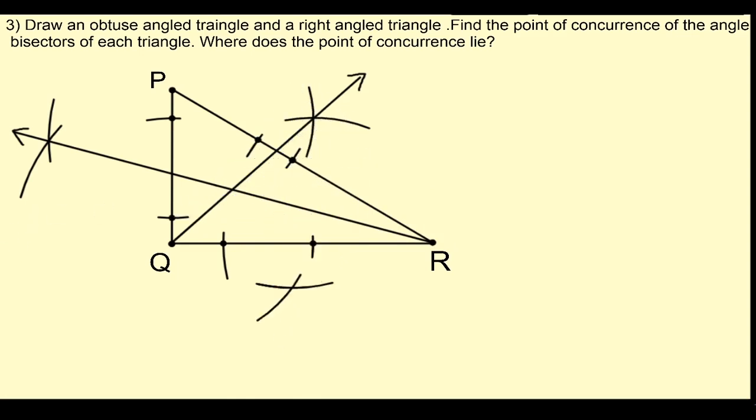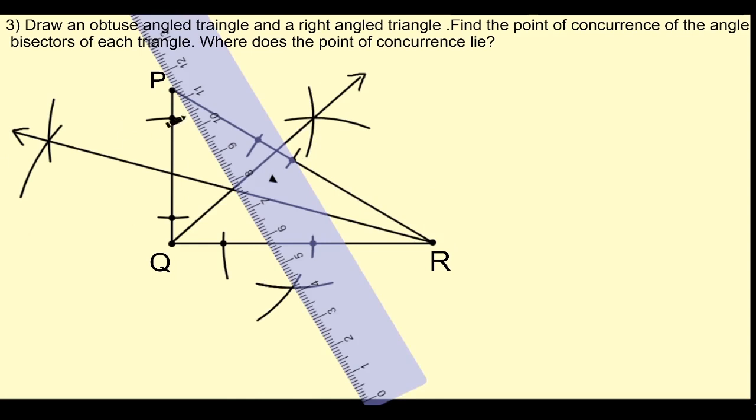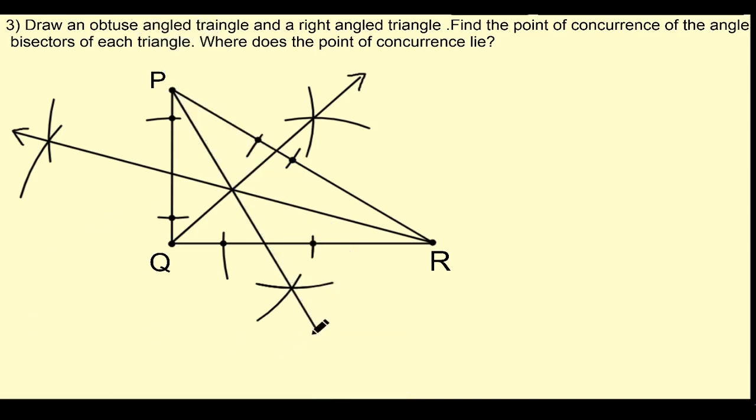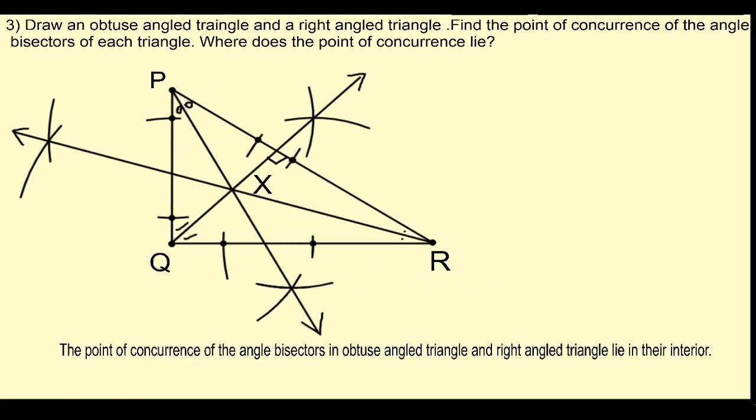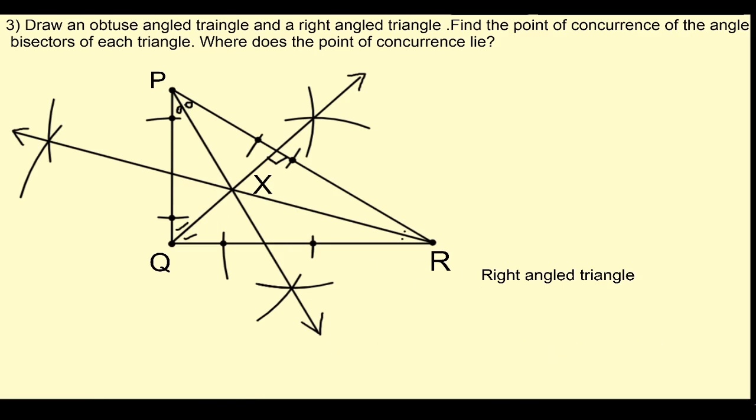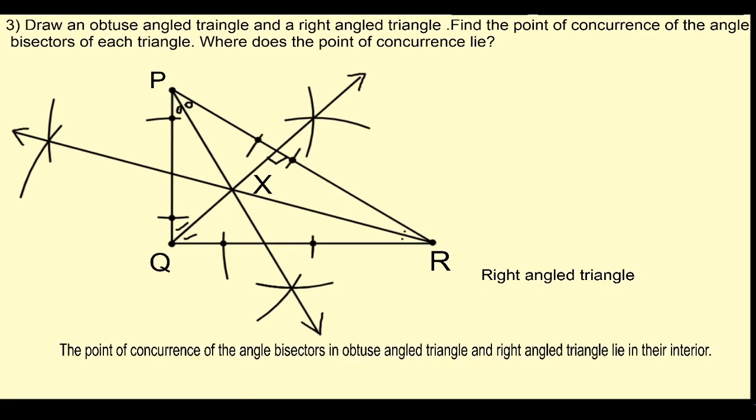Draw the angle bisector using a scale. Draw an arrow at the end of the line. Name the point of concurrence as point X. As we see, the angle bisectors have divided the angles into two equal parts. So here the point of concurrence of the angle bisectors in the obtuse angle triangle and right angle triangle lies in their interior.